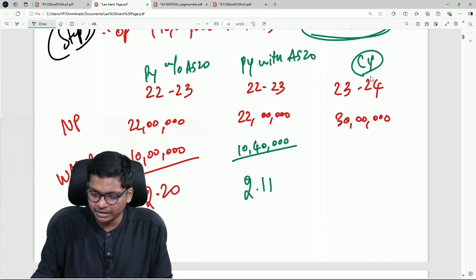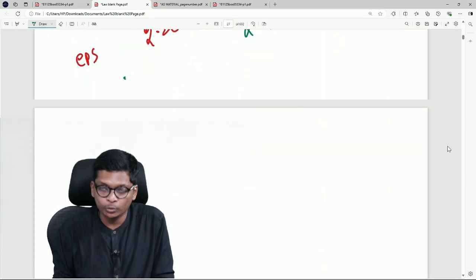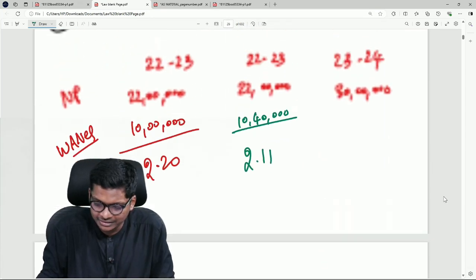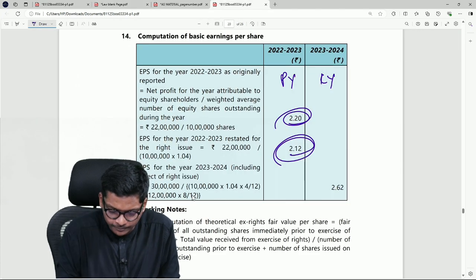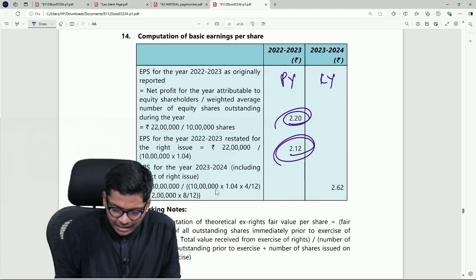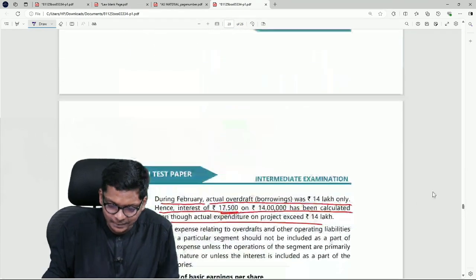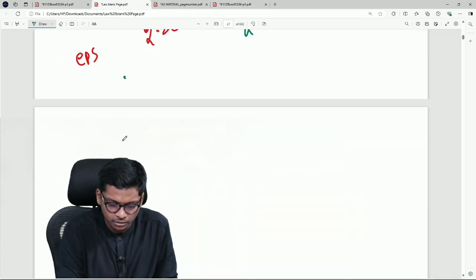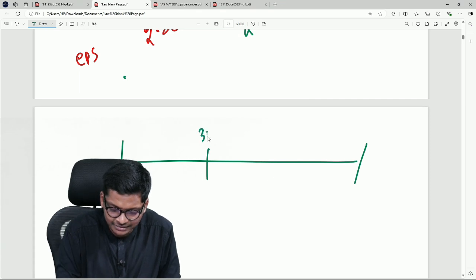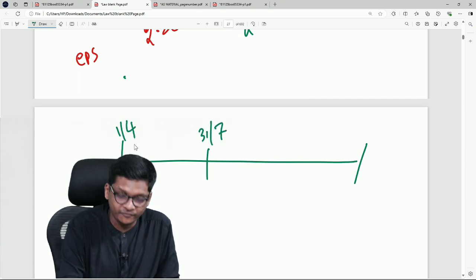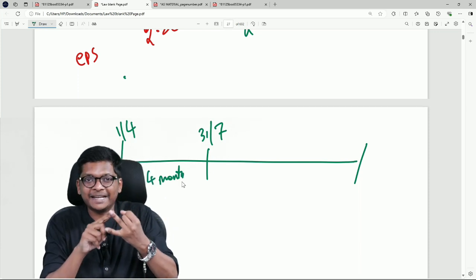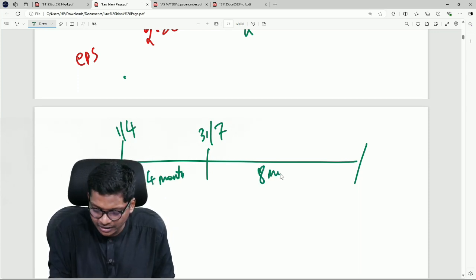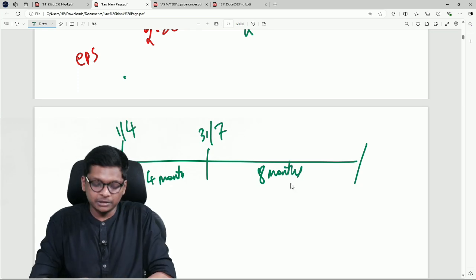Now in current year, what is happening? How do I compute EPS in the current year? Look at this. In the current year, it is only for the first, how many months guys? Rights is given, rights is coming on 31st of July, correct? So, if rights is coming on 31st of July, from 1st April, you have 4 months here, April, May, June, July, and then you have the next 8 months over here.